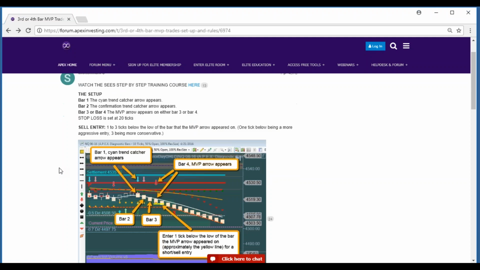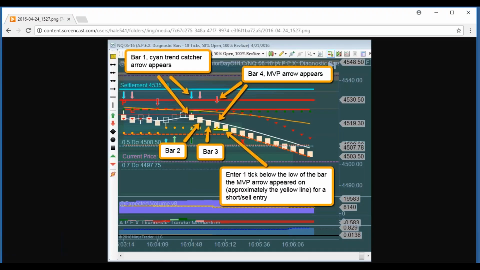Okay. And notice right here, let's take a look. So we've got bar 1, bar 2, bar 3, and then right here you can kind of see that red. See right here was still green MVP arrow. And right here it was too, but right here it appeared 4. And we take it down. That's just kind of a conglomeration of multiple things happening.